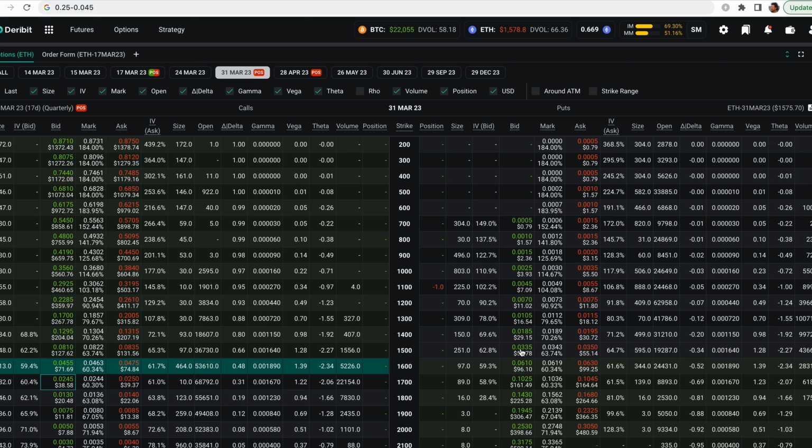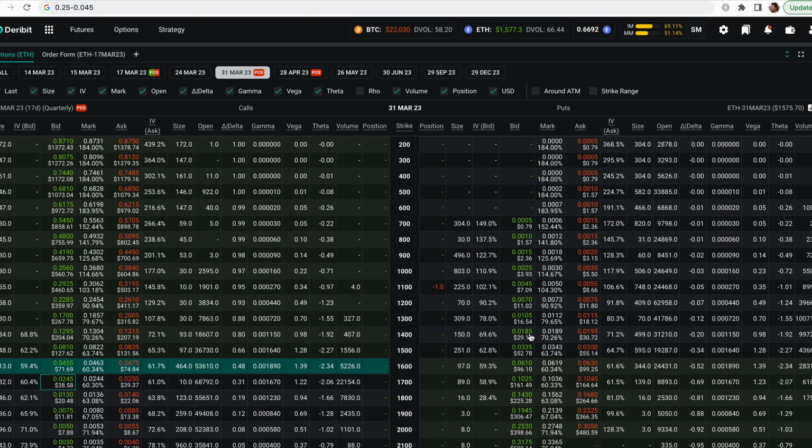We would need Ethereum to fall, I would say, to at least 1,400. Let's make a quick calculation. There are two things that can happen. For example, we bought this 1,500 Ethereum put strike, and on the expiry date, which is still this March 31st, Ethereum is trading above 1,500. Then our options expire worthless, and we lose the premium we paid.